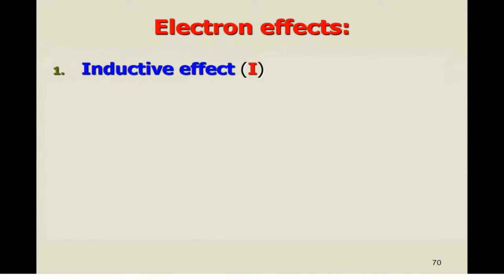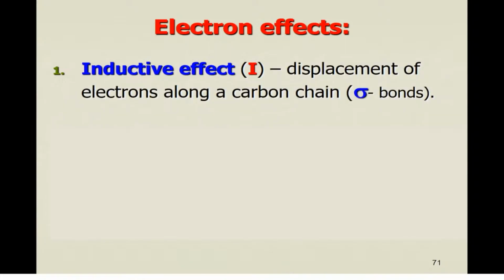A sigma bond can be polarized, which is known as the inductive effect. It's a displacement of electrons along a carbon chain through sigma bonds. These bonds are fixed between two carbons as they are formed by direct overlapping. That's why the inductive effect decreases with distance. It is highest between the first and second carbons, then becomes smaller, and after the third carbon, that means the fourth and fifth bond, we say there is no effect. The inductive effect can be positive or negative; you will see examples.